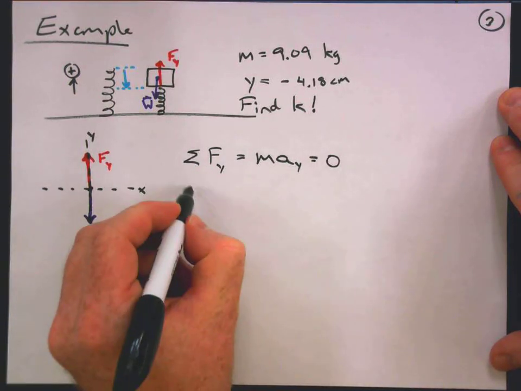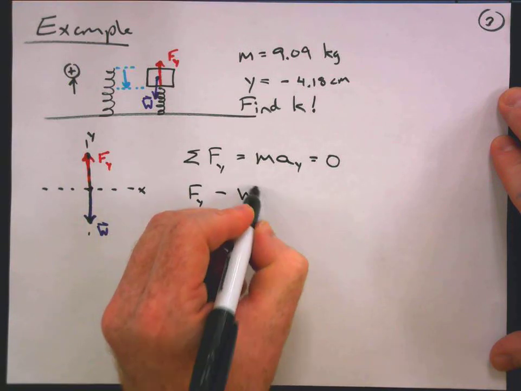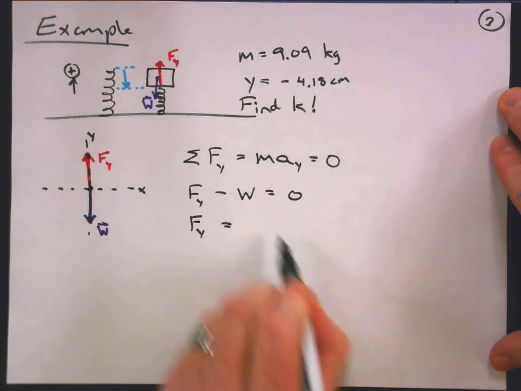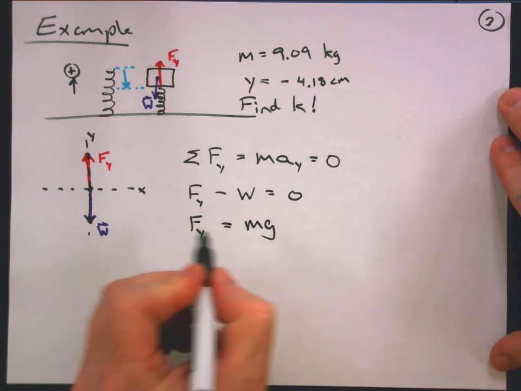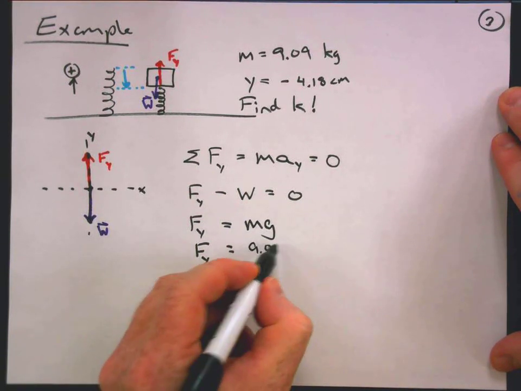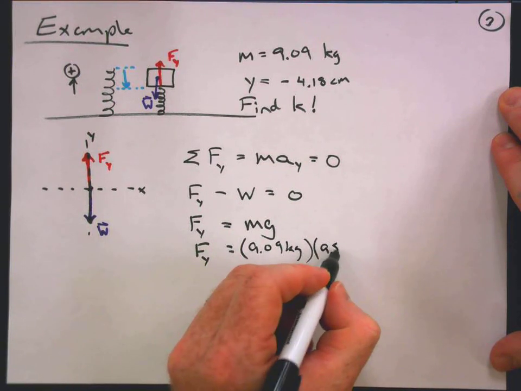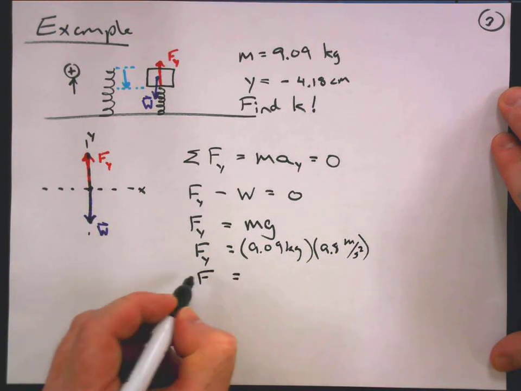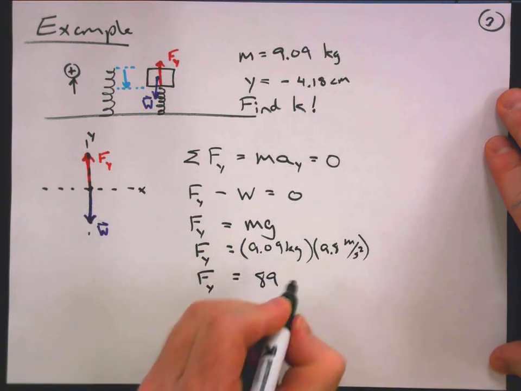But what are those forces? Those forces are the spring force in the y direction and the weight in the downward, negative y direction, and that sum is 0. So the spring force equals the weight. I know what weight is: mg. And so I can find this spring force, this restoring force. The mass is 9.09 kilograms times g, 9.8 meters per second squared. So what is this spring force in the y direction? Rounded, it's 89 newtons.